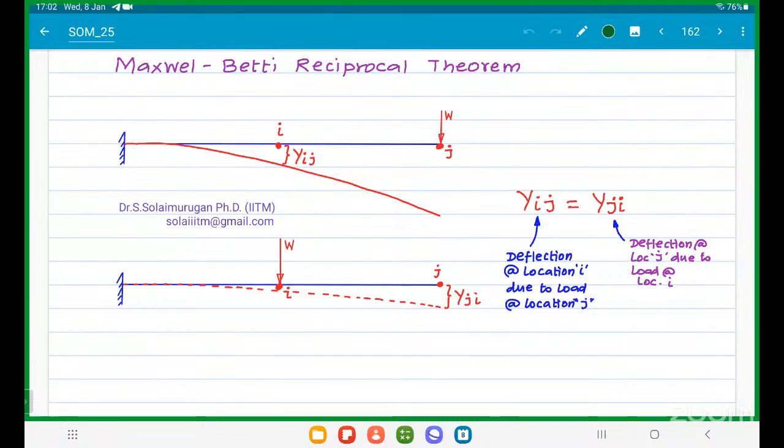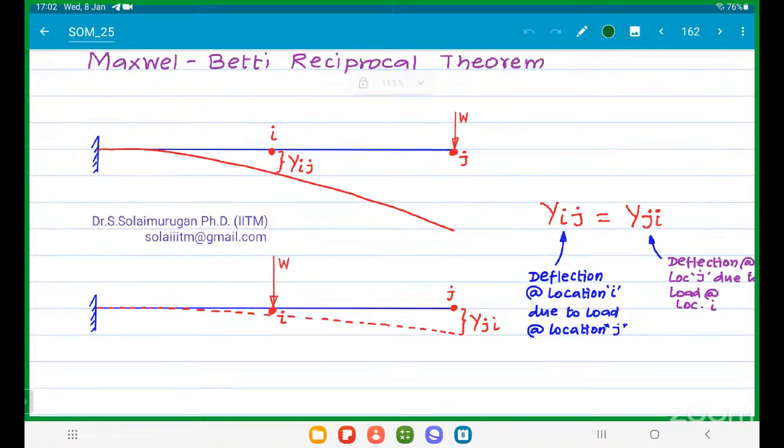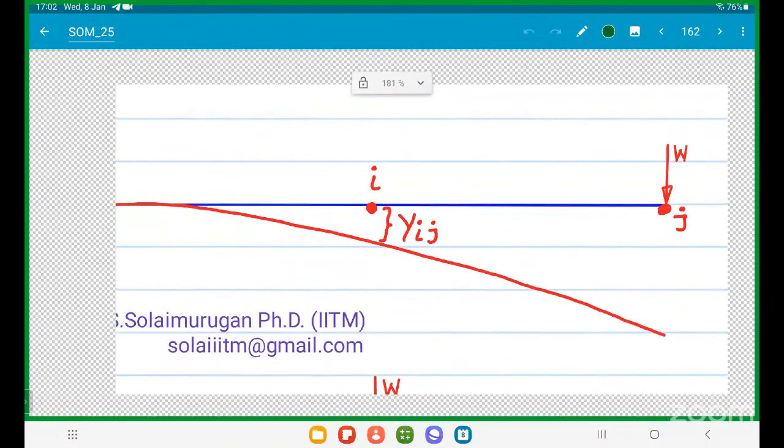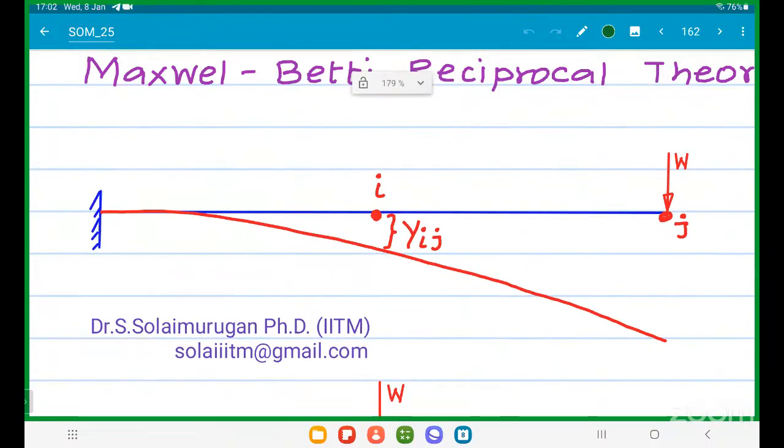Maxwell-Betti reciprocal theorem. I have taken a simple case. What is the case I have taken for study? Cantilever beam with point load at the free end.